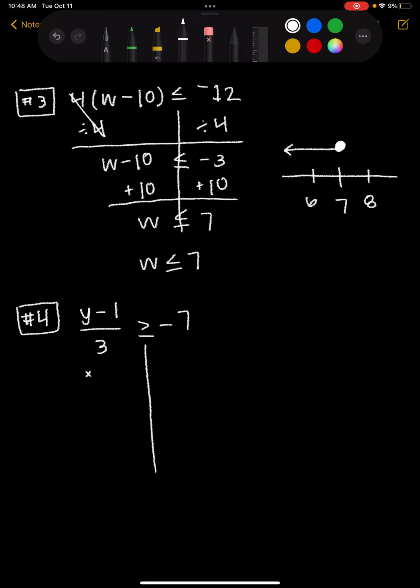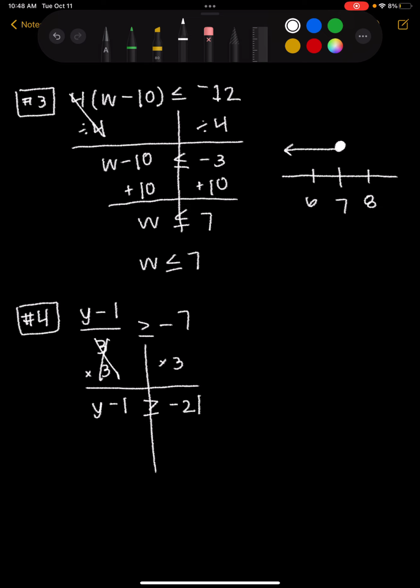To get rid of the 3, we'd multiply by 3 on both sides because the 3 is dividing. So the 3's cancel out right here. We're just left with y minus 1. We didn't multiply or divide by a negative number, so the inequality stays the same. And then we've got negative 7 times 3 on the right side, which gives me negative 21.